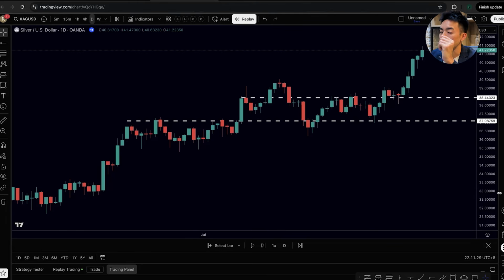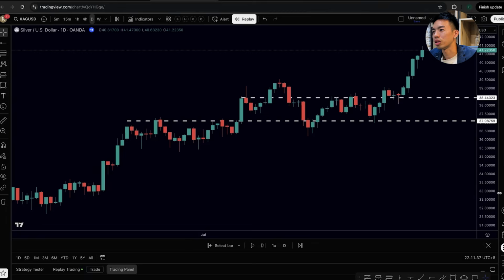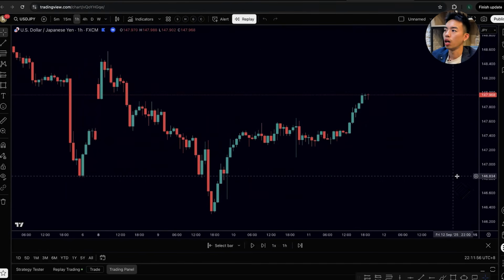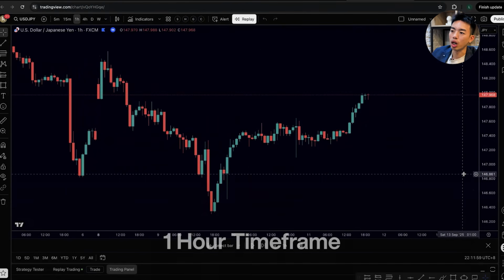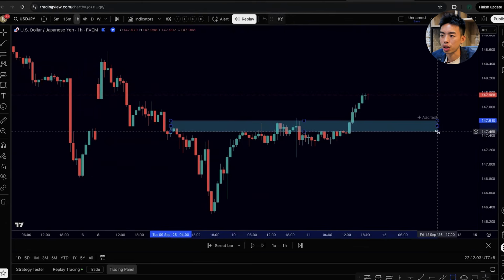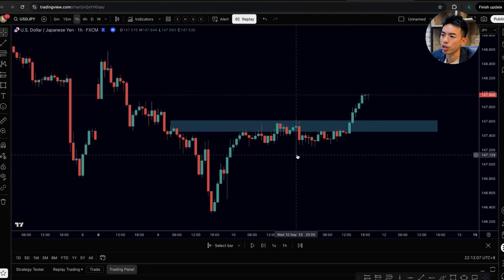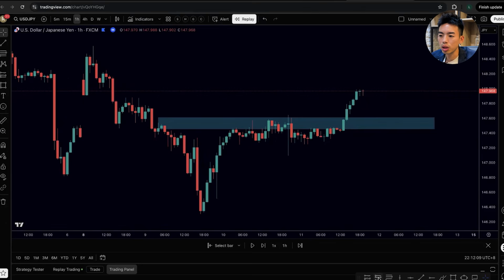The next step here would be understanding that not all strong memory support and resistance area are going to react. Because if I show you something like this, on the USD yen chart, 1 hour time frame, we actually do have a strong S&R area, right? We have multiple reaction of that area and we have big reaction of that area. But see what happens next.